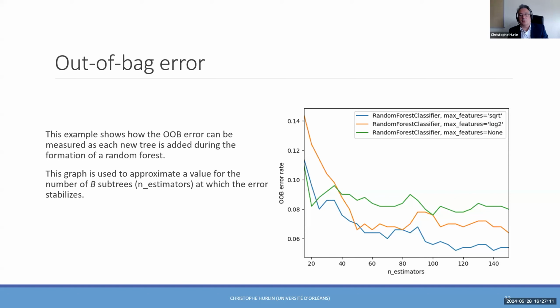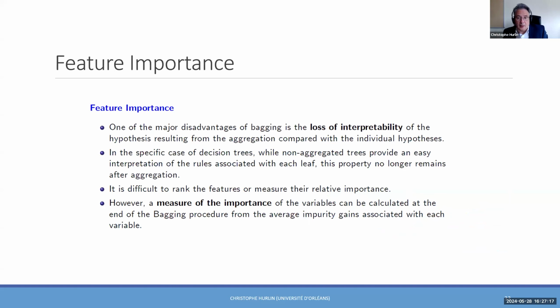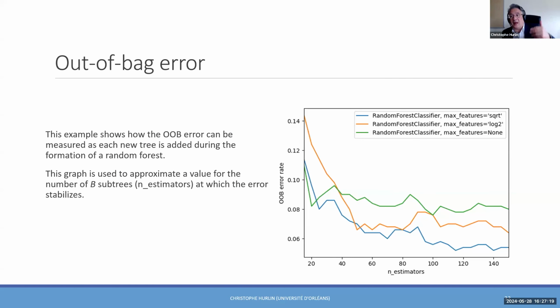Is there any question about the out-of-bag error? Great. So you can ask Python to compute the out-of-bag error and make a loop on the given hyperparameters and check what is the optimal value, for instance.